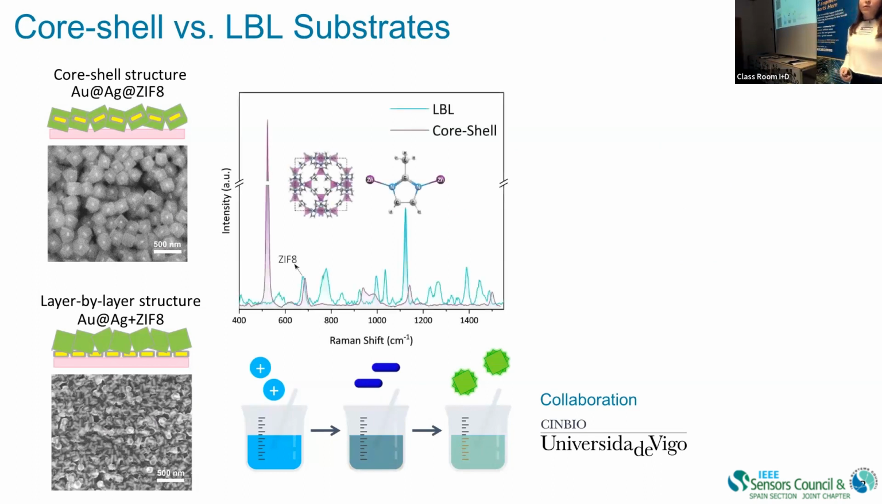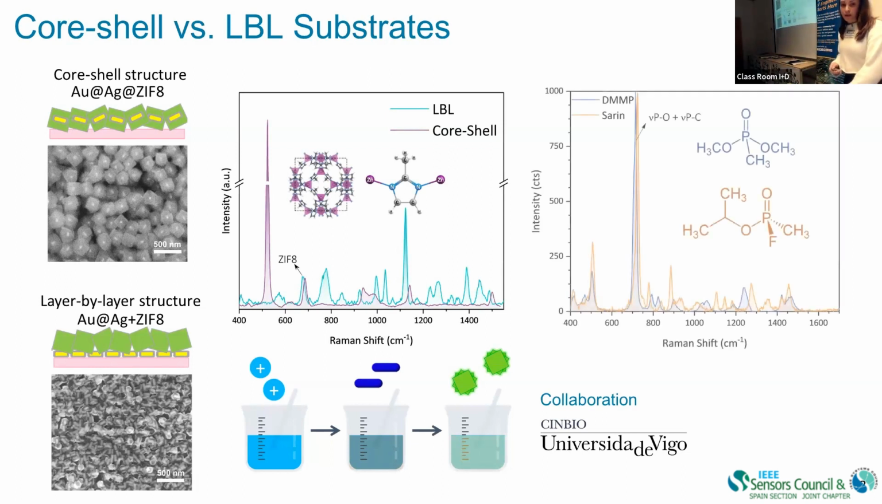So you can see here the Raman spectra of the substrates, the blank ones before any exposure. The clear difference between the two of them is that the layer by layer substrate presents a high interference in all the fingerprint region in comparison to the core shell substrate. And this marked peak is the most relevant one for us because it refers to the imidazolium ring of the MOF structure, and is going to be used for further statistical analysis.